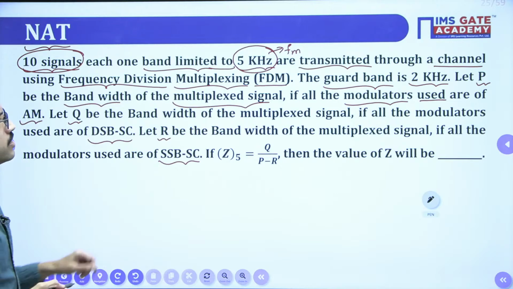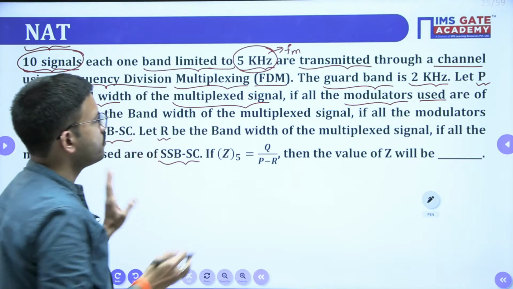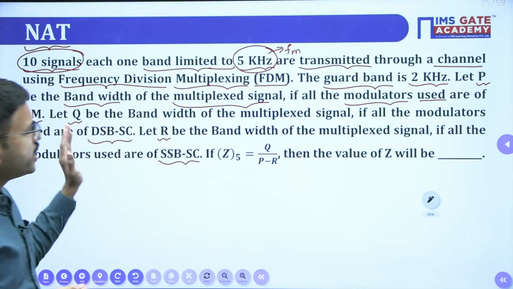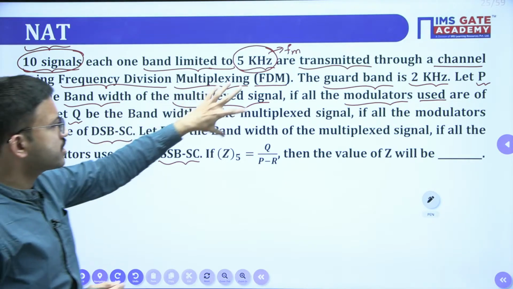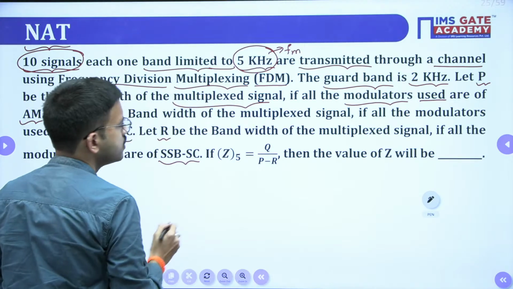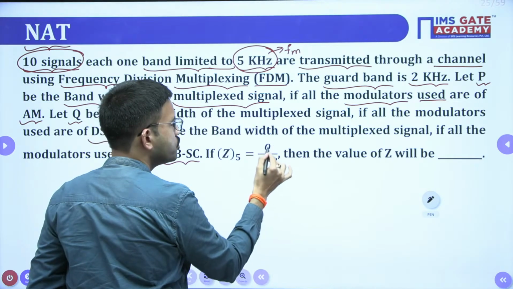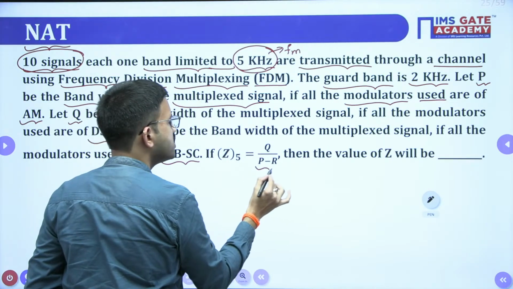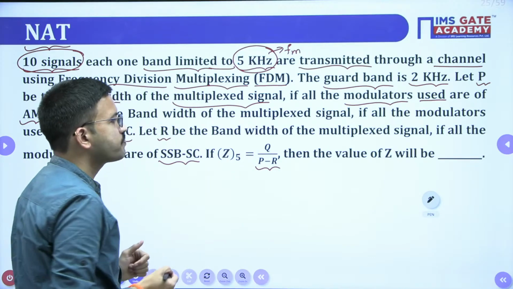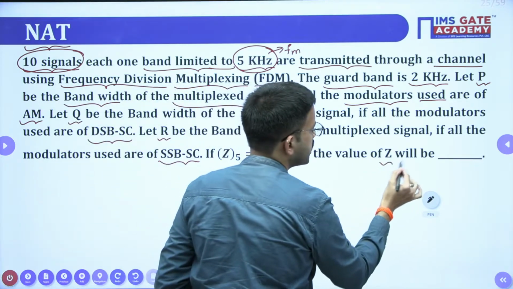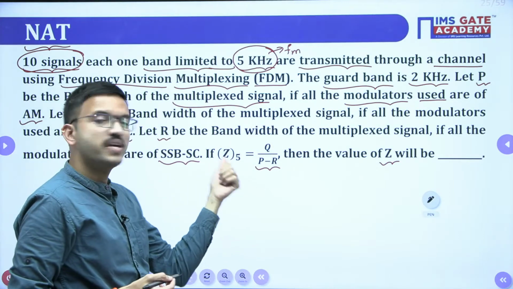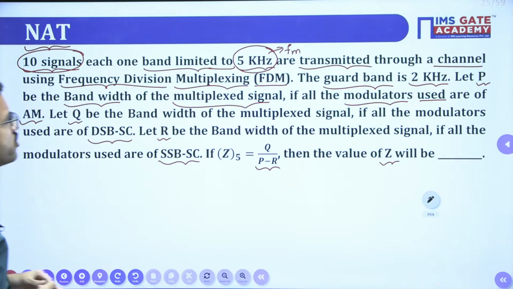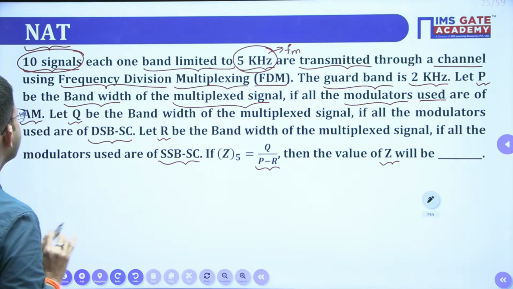If you observe, this question uses the concepts of AM, DSBSC and SSBSC, and the concept of FDM. Regarding the value Q divided by P minus R, they have assumed this as Z base 5, and they are asking the value of Z. That means whatever number you get here, you have to convert into a base 5 number. So first let us see case by case.